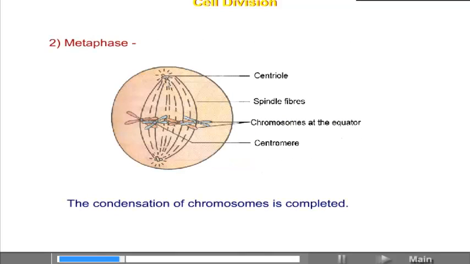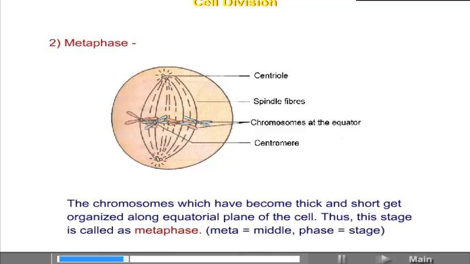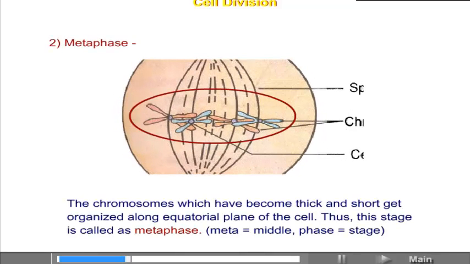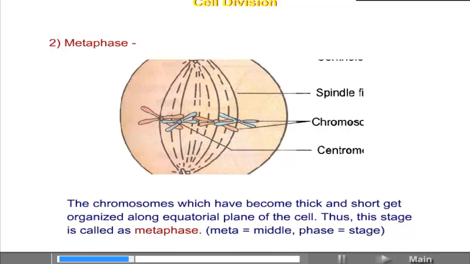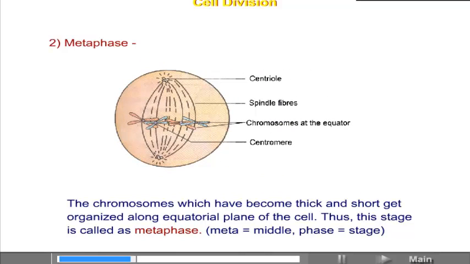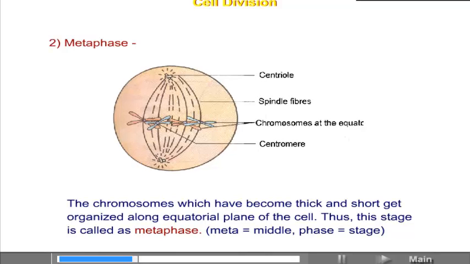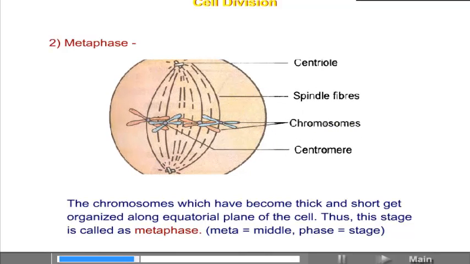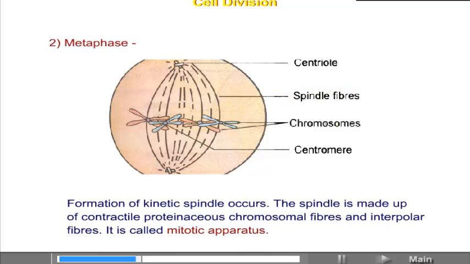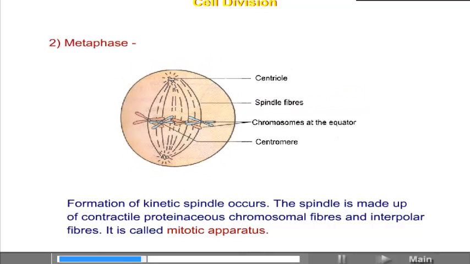Metaphase. The condensation of chromosomes is completed. The chromosomes, which have become thick and short, get organized along the equatorial plane of the cell. Thus, this stage is called metaphase. Meta is middle and phase is state. Formation of the kinetic spindle occurs. The spindle is made up of contractile proteinaceous chromosomal fibers and interpolar fibers. It is called the mitotic apparatus.